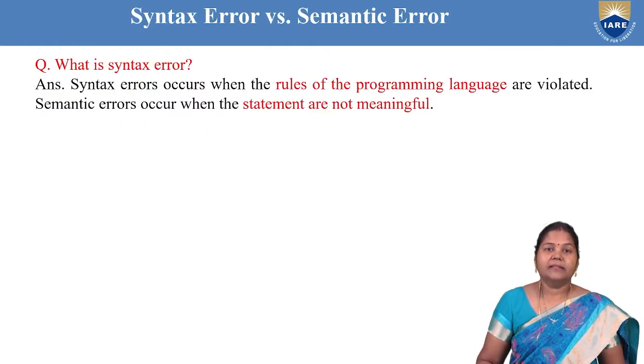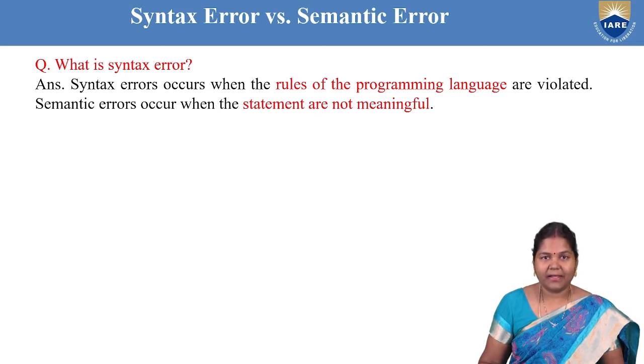Now, the third question is related to the syntax error versus semantic error. What do you mean by a syntax error? Syntax errors occur when the rules of the programming language are violated. That means, for example, if reserved words or keywords are used like a variable in the program, you are violating the rules of the programming language.